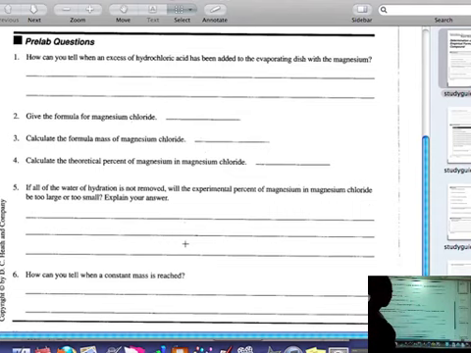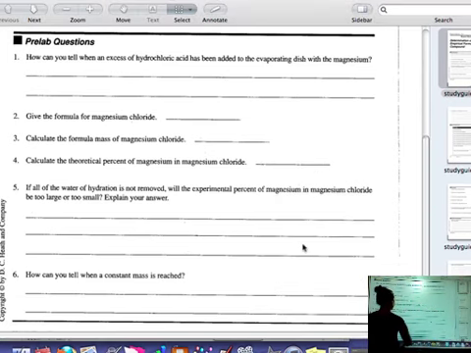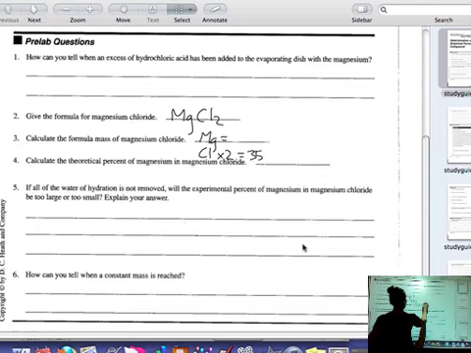Formula for magnesium chloride, I just told you. Using rules of neutral compounds, MgCl2. I wrote it in the wrong place. Sorry. Calculate the formula mass. That's also the molar mass. So we want to know how much does magnesium weigh and how much does chlorine weigh, times 2. So periodic table, 35.45. And magnesium, 3 is good.